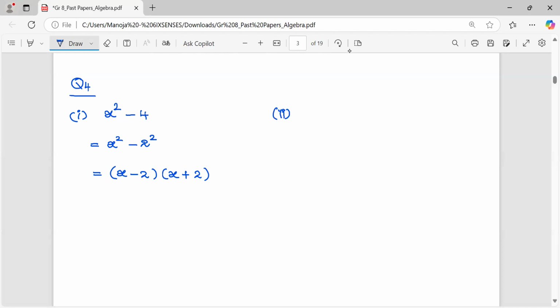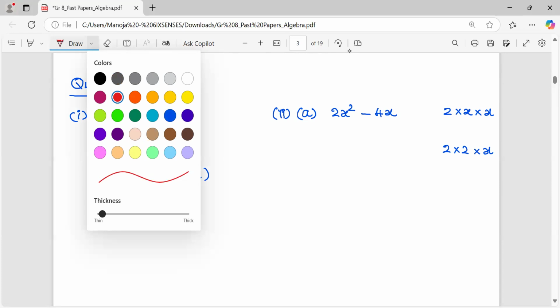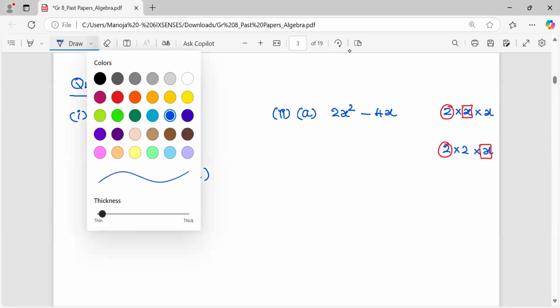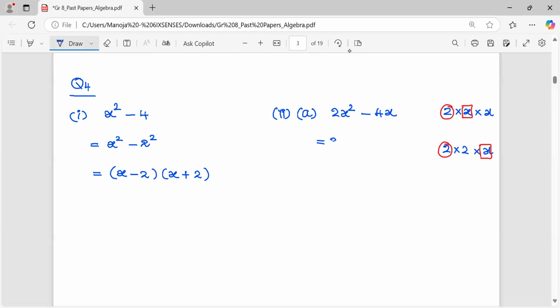So then I will move to part 2. In part 2, part A, I have 2x squared minus 4x. Right? So this is how you factorize: 2 times x times x. Then the next one you have 2 times x, 4x I expanded. Now you can see when you have something like this, 2 is common for both of them. And this x is common for both of them. Therefore, what I do, I take 2x out. So here I write 2x out. And then what is remaining? Then x minus 2 is remaining.